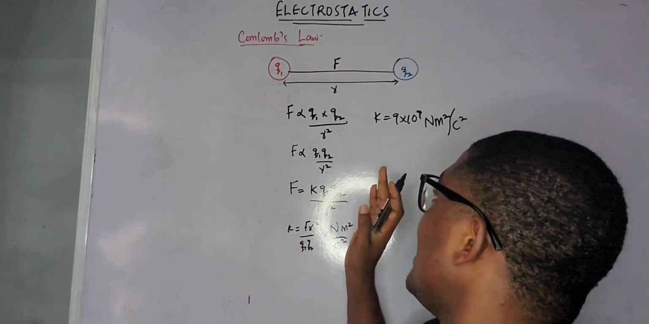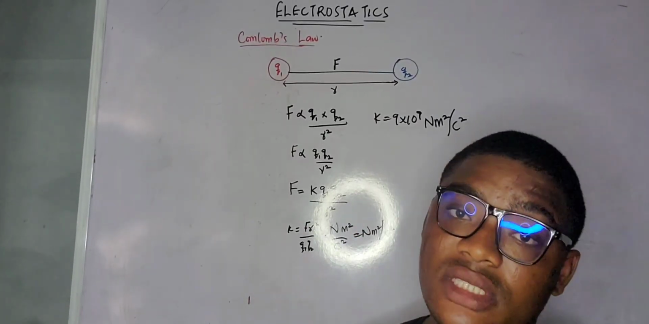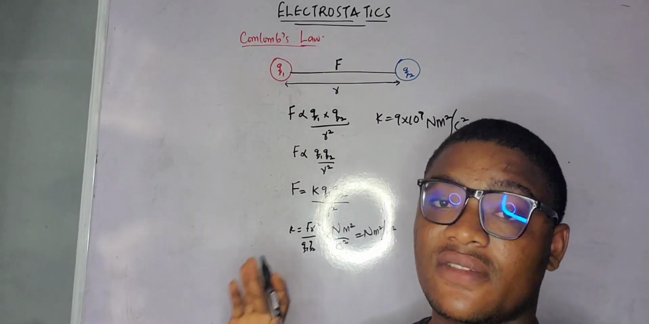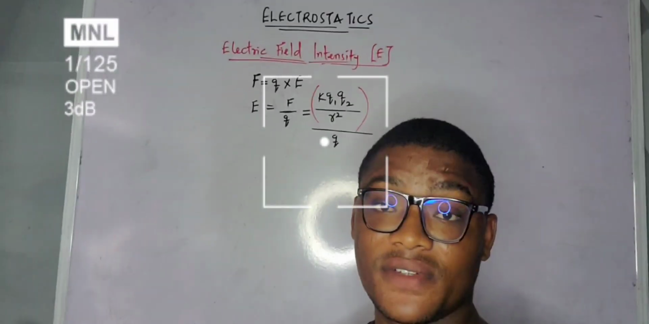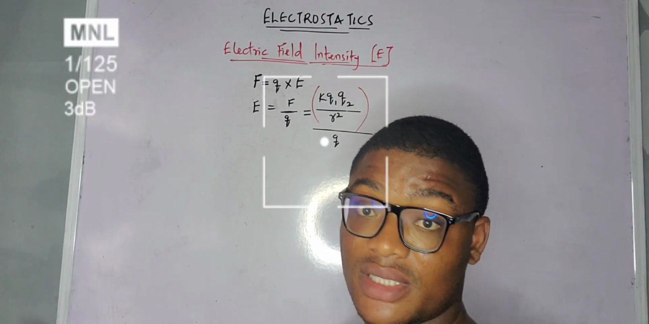But the value is what? 9 times 10 to the power 9. The magnitude is 9 times 10 to the power 9. So that is the first step to electrostatics. Picking from electric field intensity now, let us move to electric field intensity.